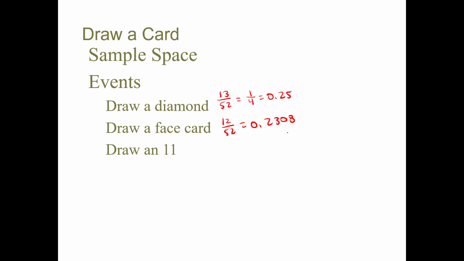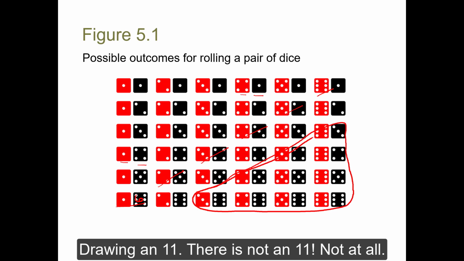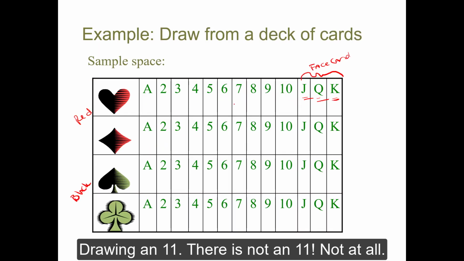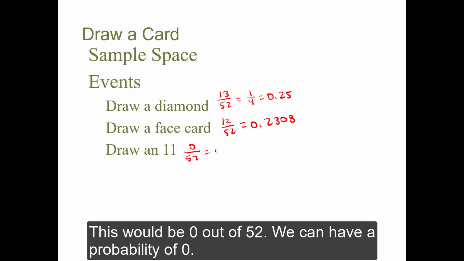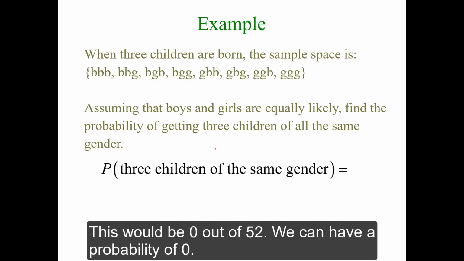0.2308. Drawing an 11. Whoops, wrong way. There's not an 11, right? There's not an 11 at all. So that would be 0 out of 52, which is just 0. So you can have a probability of 0.